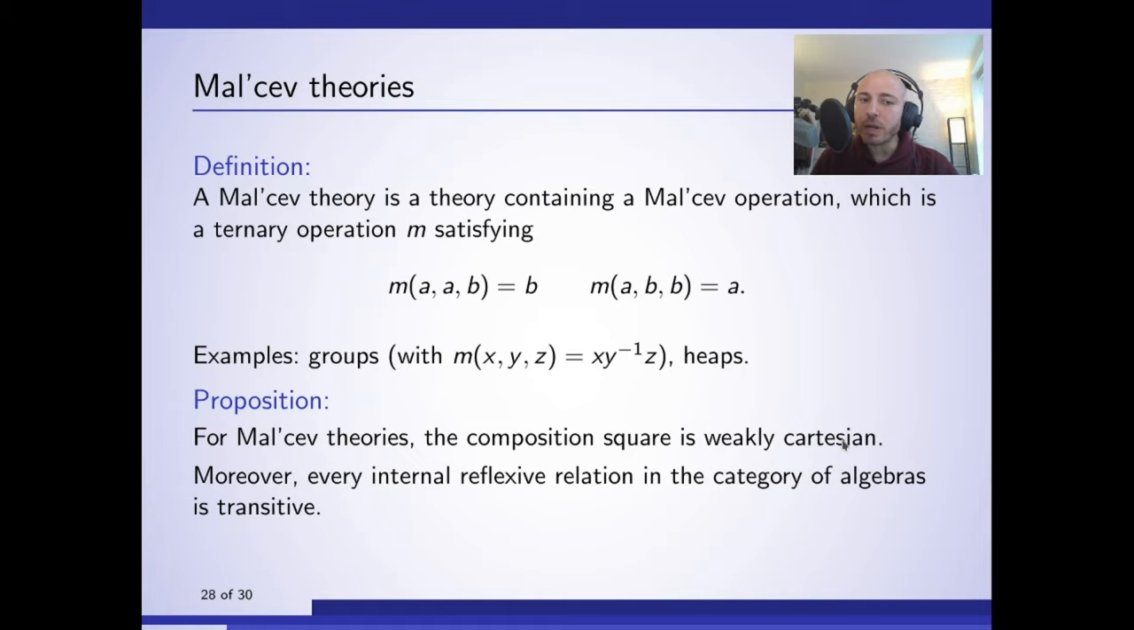Actually, it's a very well-known result that every internal reflexive relation in the category of algebras of a multiple theory is actually transitive. So this is a very well-known result. All right? So this gives us an additional structure. This gives an additional class of theories where we can compose partial valuations.